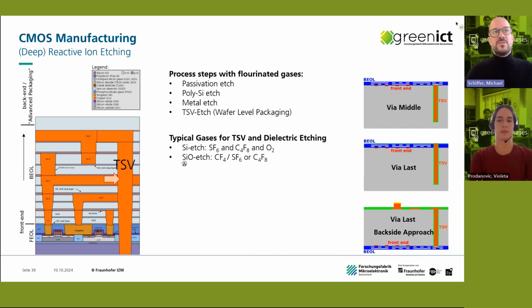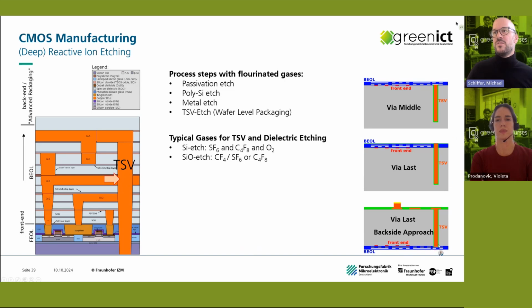stay on these gases to go first through the dielectric, through SiO. That could be of a thickness of 10 micrometers. And then you go into the wafer that could be 100, 150 microns with different approaches. So we have either the via middle, we have the via last, or we have the via last from the backside. So the back end of line is now on the backside, flipped on the wafer.